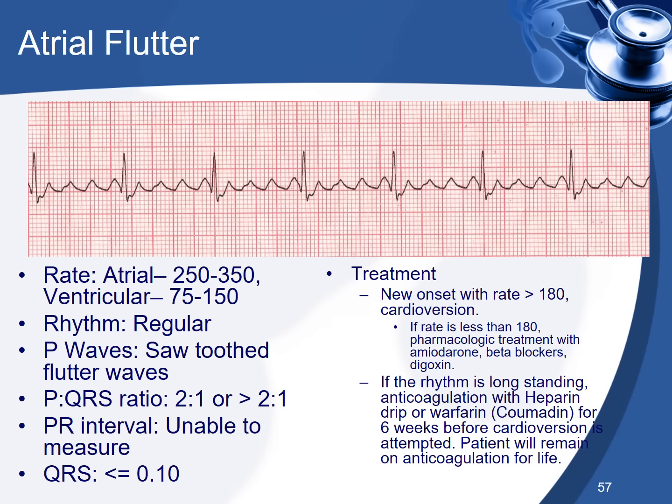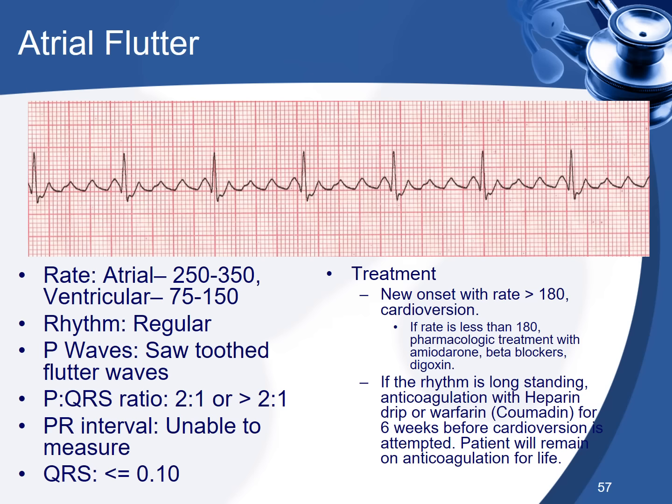If it's a new onset that has a rate of greater than 180 and your patient is unstable, meaning the patient is dizzy, they have chest pain, their blood pressure is low, they can't oxygenate well, we have to go with cardioversion because obviously the patient is not tolerating this rhythm. Sometimes patients can become unstable with rates less than 180. If it's a new onset and your patient is unstable, cardioversion would be one we want to do because it will automatically bring them hopefully out of atrial flutter.